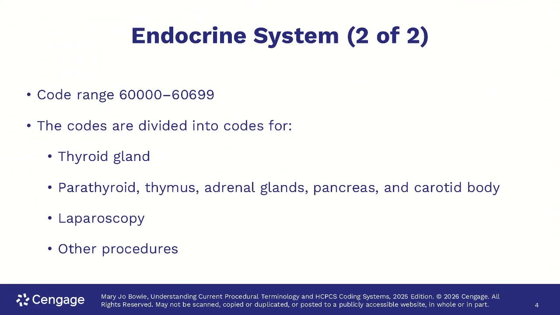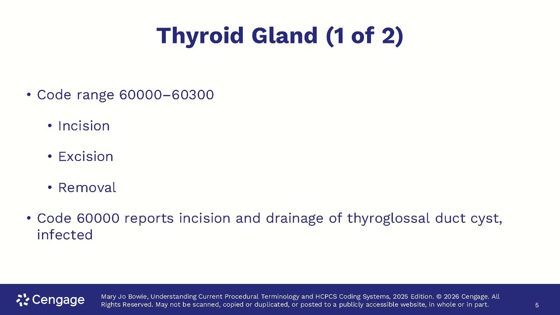So in CPT, the main families of codes are going to be thyroid gland, parathyroid, thymus, adrenal glands, pancreas, and carotid body. And then we also have laparoscopy codes. No surprise there, because we've got those endoscopic codes everywhere, right?